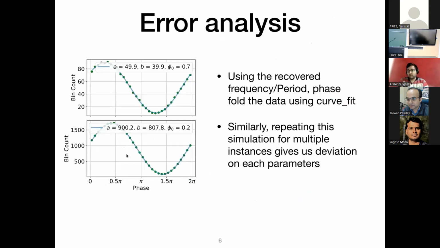So now you have your period. What you can do is understand the phases better, and now you can phase fold your data, and if you bin them, you will get the original shape back, and by curve fitting you can get approximately the same values which you injected. Once you do this several times, you have statistics of all the derived data.